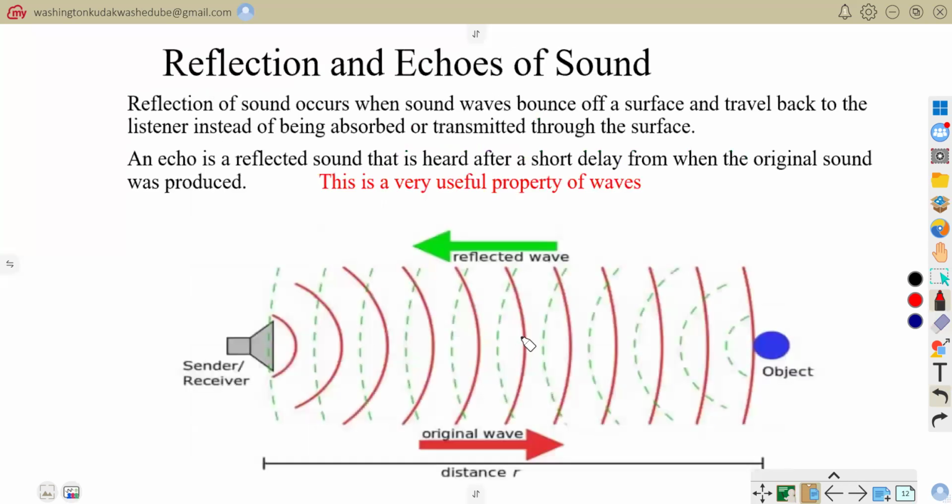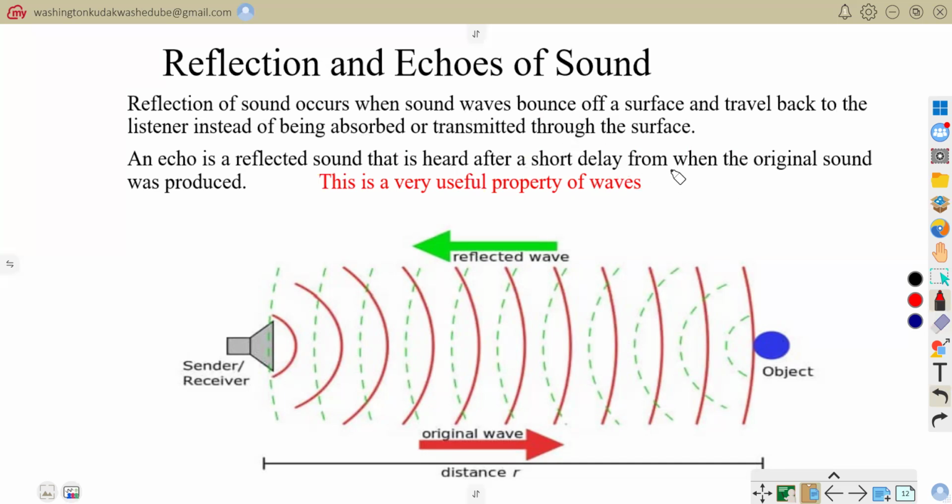Now, we have something that we refer to as sound reflection, which is one of the most useful properties of sound waves. What is reflection of sound waves? Reflection of sound waves occurs whenever sound waves bounce off a surface and travel back to the listener instead of being absorbed or transmitted through the surface.